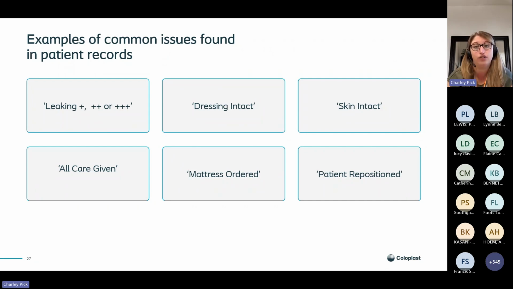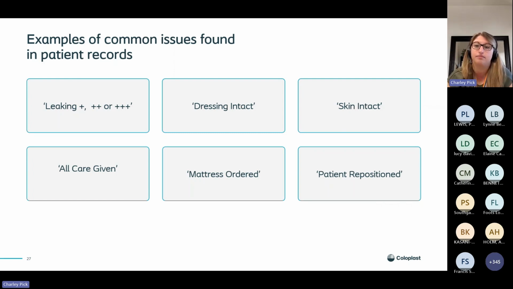Is it clear fluid that is coming from that wound? Is it thick, purulent pus that is coming from that wound? Is it bloody? All of these things can give you so much more information than just leaking.